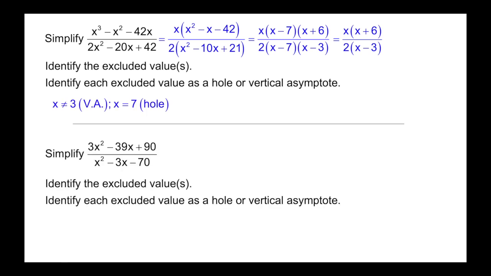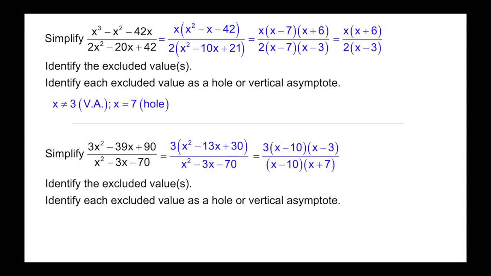Try this one. Once again, we want to start by looking for a GCF here. In the numerator, I can take out a 3, and this is what I'm left with. The denominator doesn't have any GCF, so we leave that as is. From there, we'll factor.